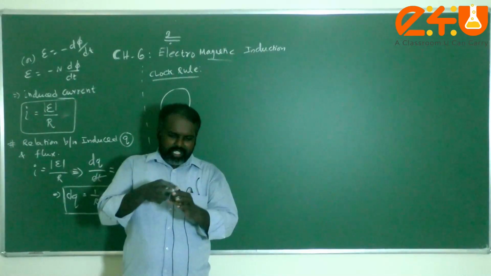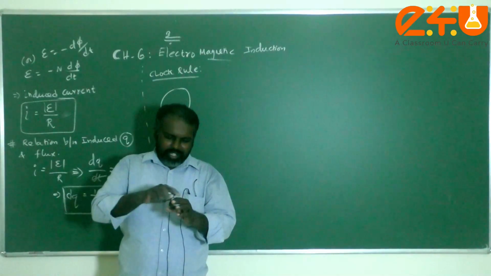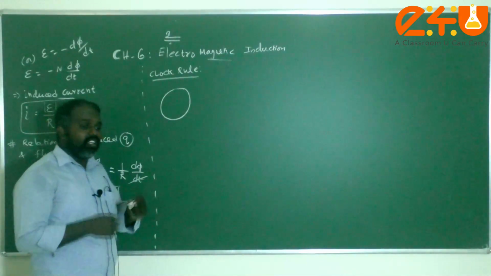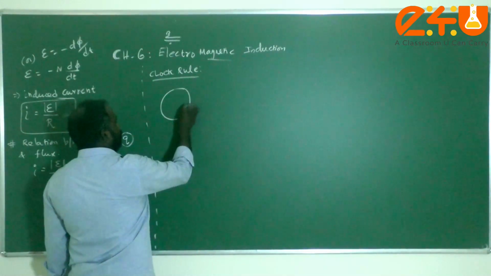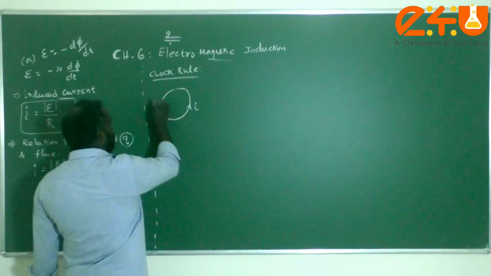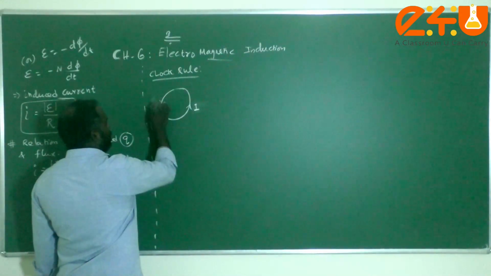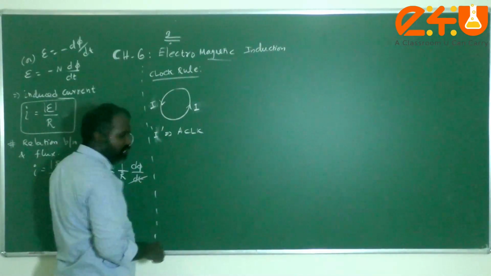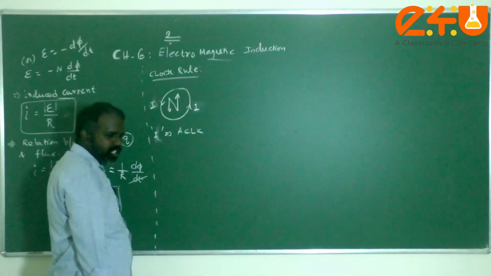If the current in the coil is in anti-clockwise direction, then this facing side will act as a north pole. If it is in clockwise direction, the facing side will act as a south pole, because we know that a current carrying coil behaves like a magnetic dipole. Therefore, the clock rule says that if the current passing in the coil is in anti-clockwise direction, the facing side of the loop will act as a north pole. Will act as a what, children?